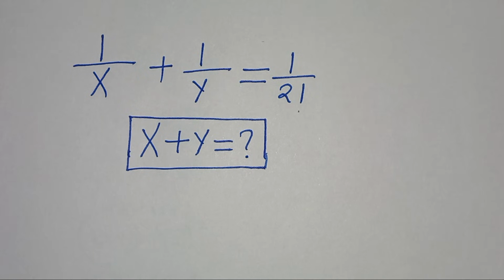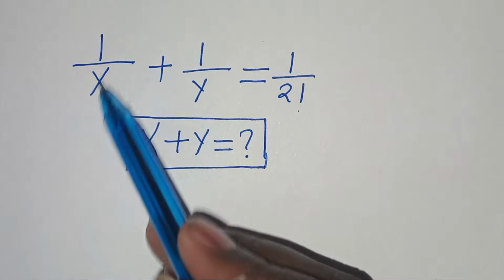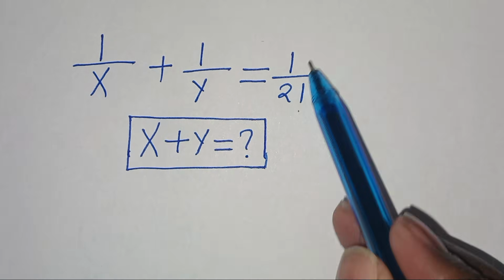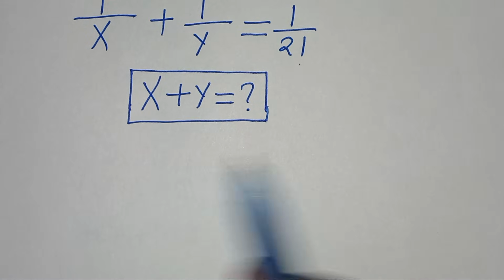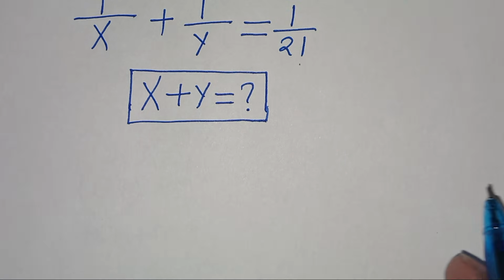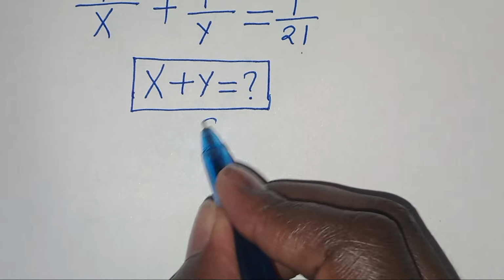Hello everyone, you're welcome to solve this nice algebra problem, which is 1 over x plus 1 over y equal to 1 over 21. So what is the value of x plus y? Let's provide a solution from here.